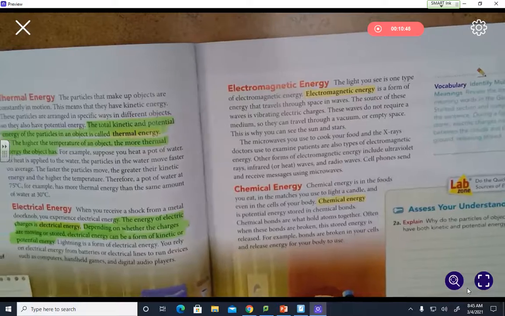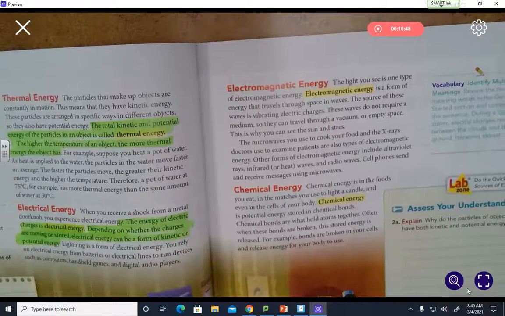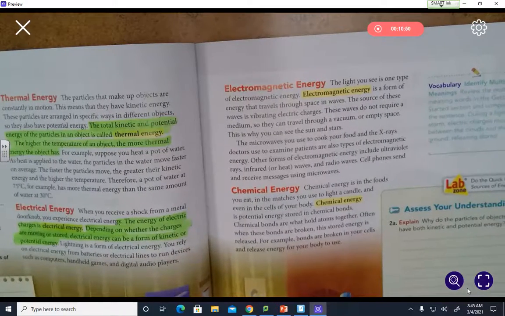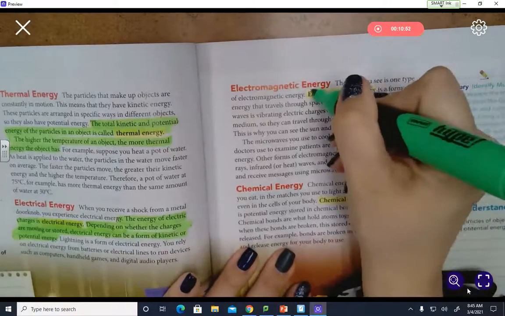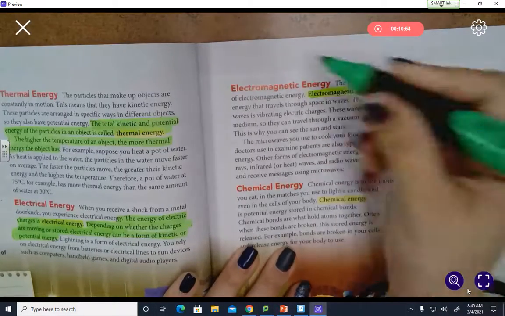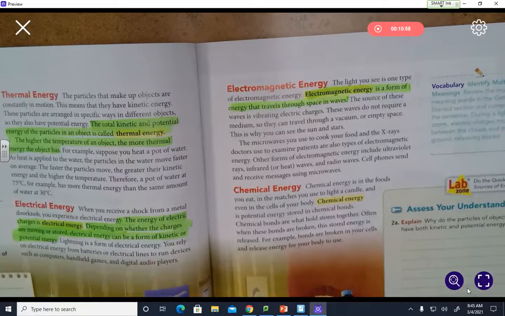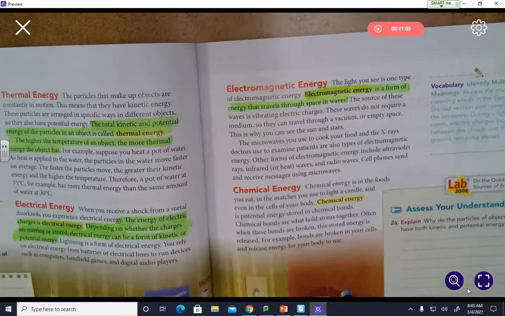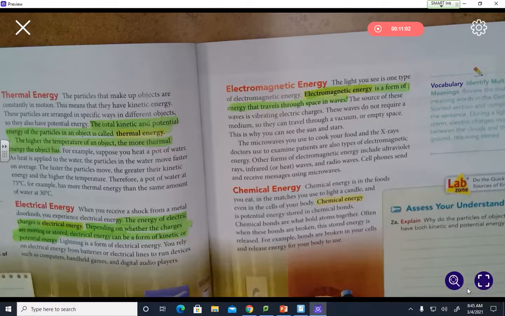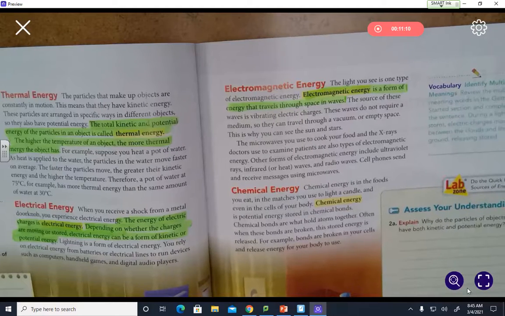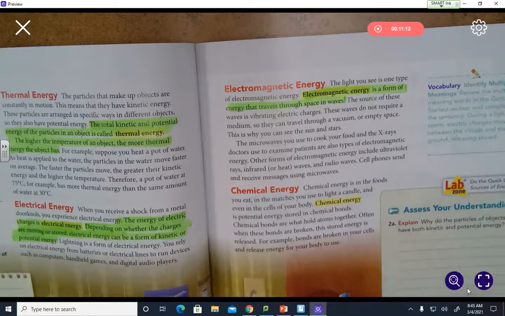Electromagnetic energy. The light you see is one type of electromagnetic energy. So electromagnetic energy is a form of energy that travels through space in waves. The source of these waves is vibrating electric charges. The waves do not require a medium, so they can travel through a vacuum or empty space. This is why you see the sun and stars. A medium is something they need to travel through.